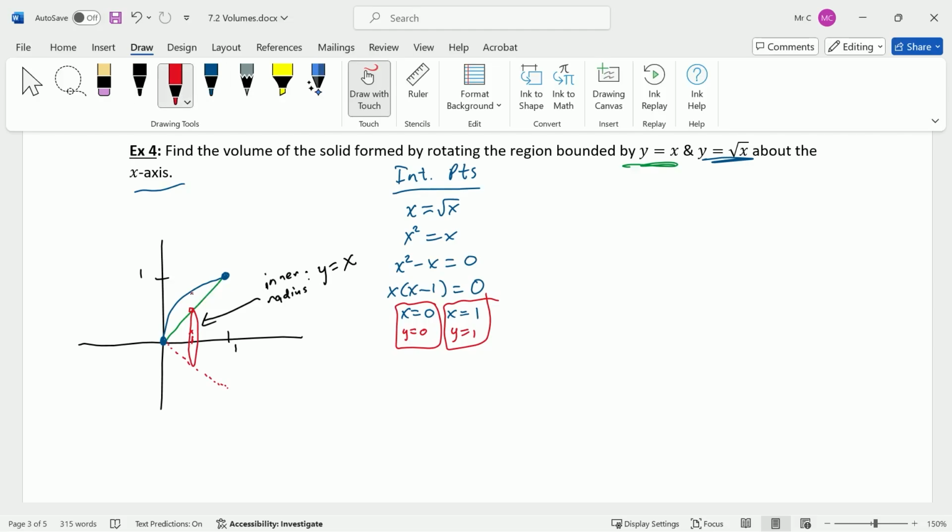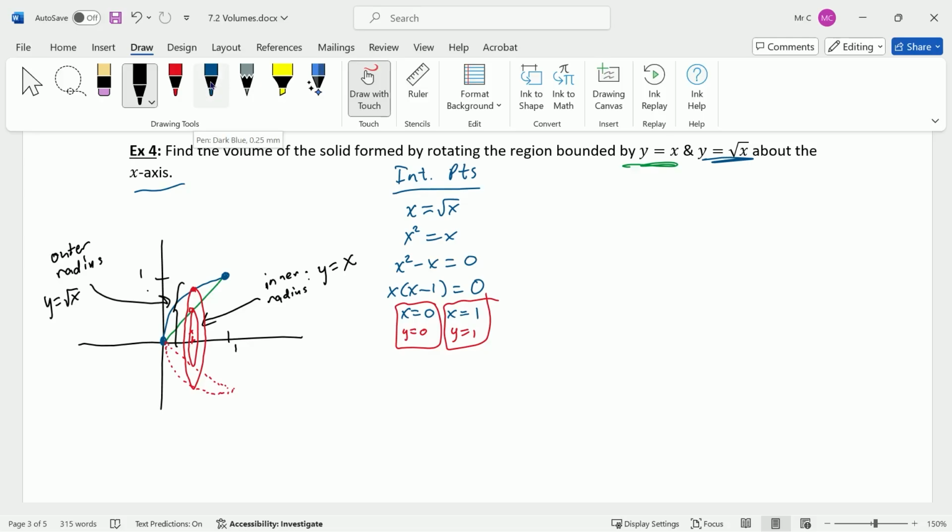And then I'll draw a mirror image of my outer function here, my bigger function. And again, we're calling it the bigger function because the distance from the x-axis, the y value, is larger. So I take this point and I rotate it around. And so this radius is what we call the outer radius. And that's the function y equals the square root of x.